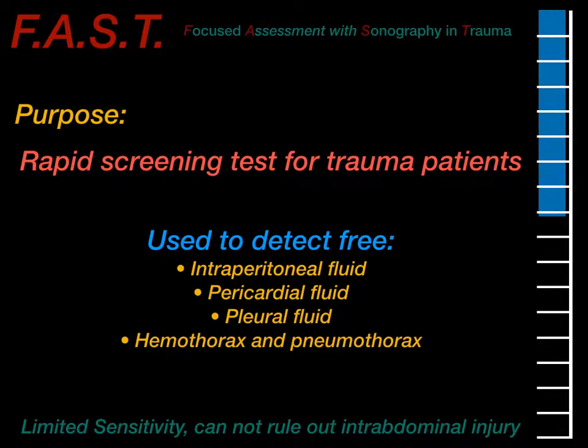FastScan stands for Focused Assessment with Sonography in Trauma. Its purpose is to provide a rapid screening test for trauma patients. It has a limited sensitivity and cannot completely rule out intra-abdominal injury. However, you can use a FastScan in order to detect free intraperitoneal fluid, pericardial fluid, pleural fluid, hemothorax, or pneumothorax. Additionally, it's important to consider patients that may not be stable enough to be transported for a CT or additional imaging.